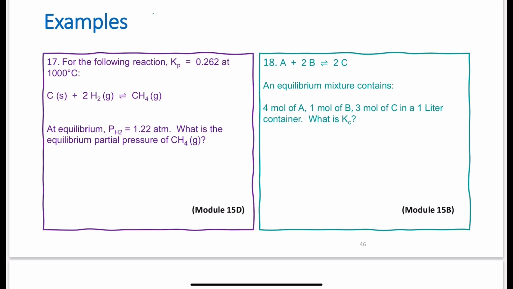My Kp for this is equal to the partial pressure of CH4 over the partial pressure of H2 squared. The carbon doesn't go into it, it's a solid. This equals 0.262. At equilibrium, my partial pressure of H2 is 1.22, squared. Solve that out, and I get 0.039 atmospheres.